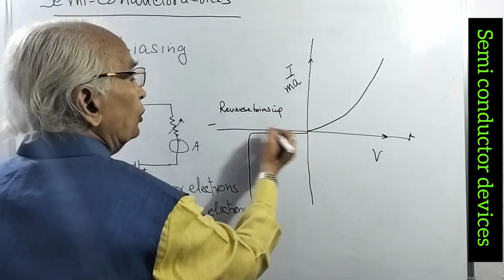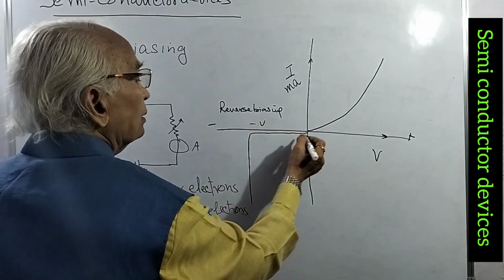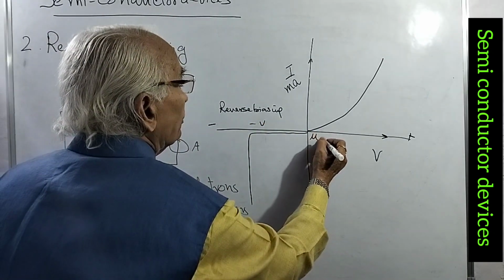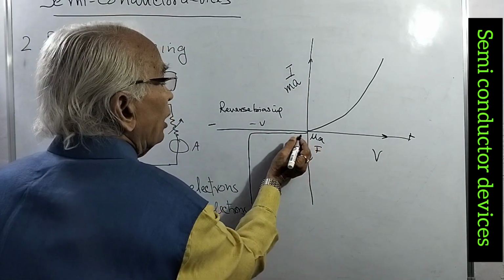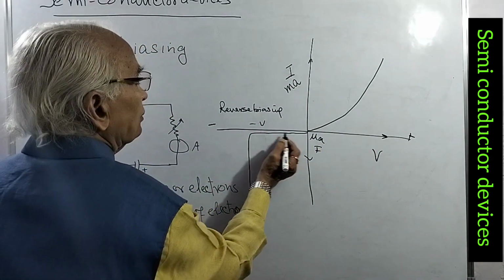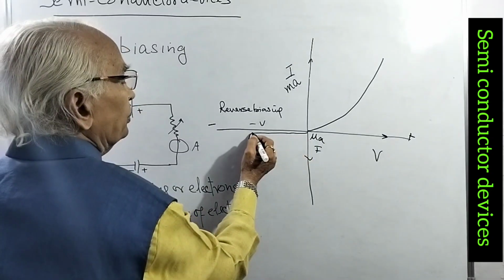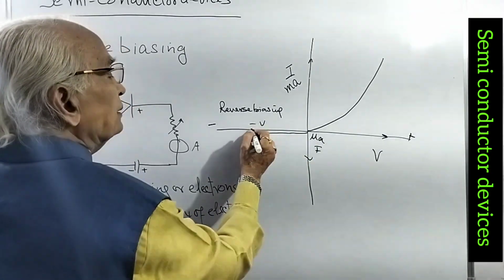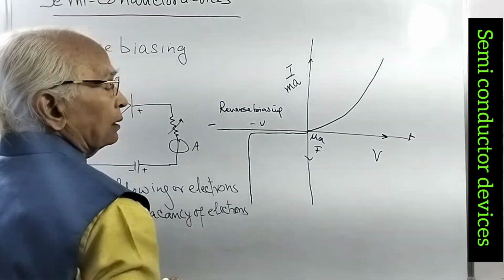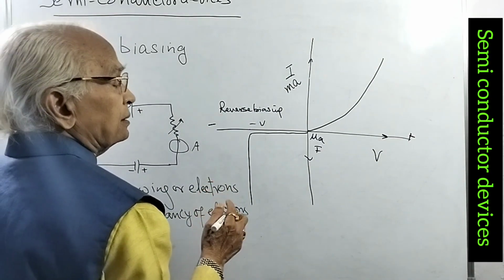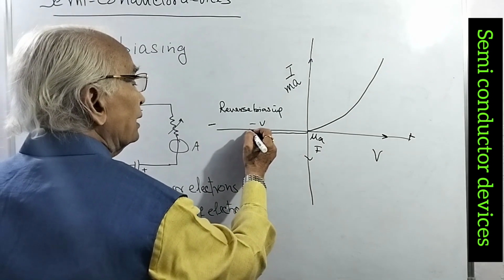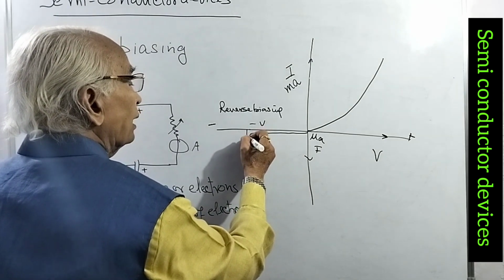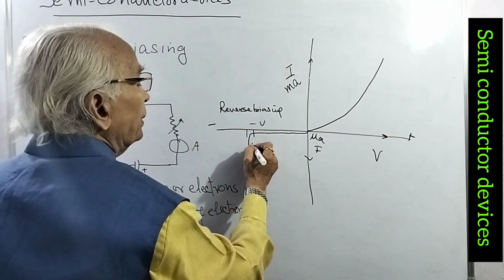This current is in microamperes, not milliamperes, and it is almost constant, 4, 5, 6 microamperes. Then at a certain voltage, the current increases tremendously and becomes very high. This portion where the current is very high is the breakdown region.